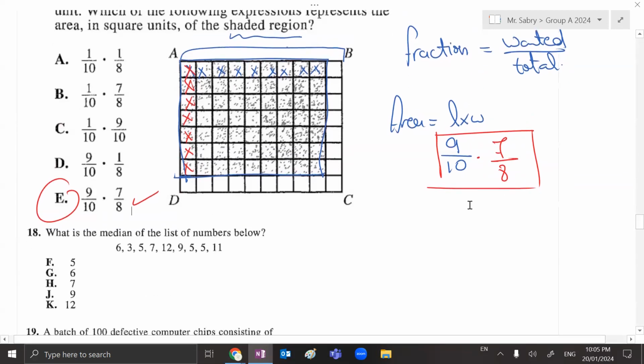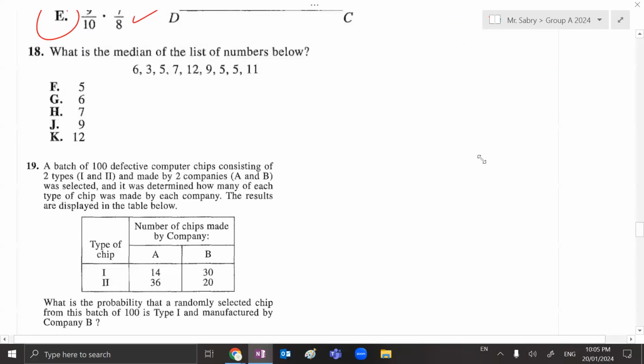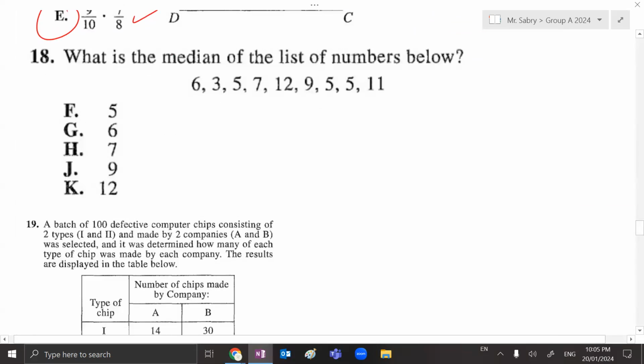What is the median of the list of numbers below? So the median is basically the middle number. One of the important things to remember about the middle number, or the median, is that it needs to be ordered from smallest to biggest or from biggest to smallest. So I'll order them up using those.